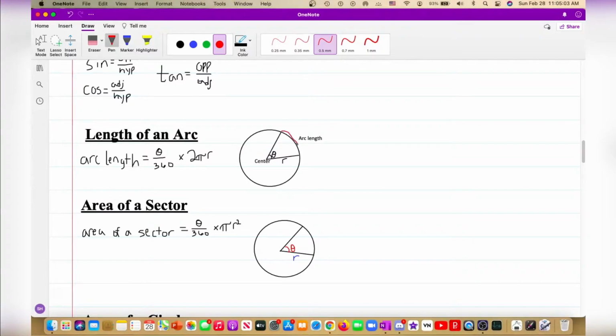So like right here. So like A, if that's A to B, so arc AB is going to be theta over 360 times 2 pi r.